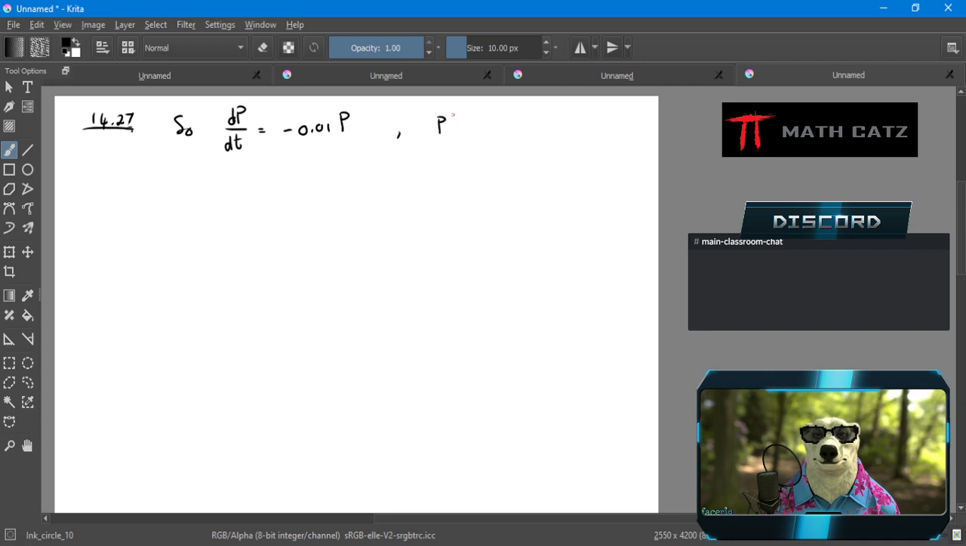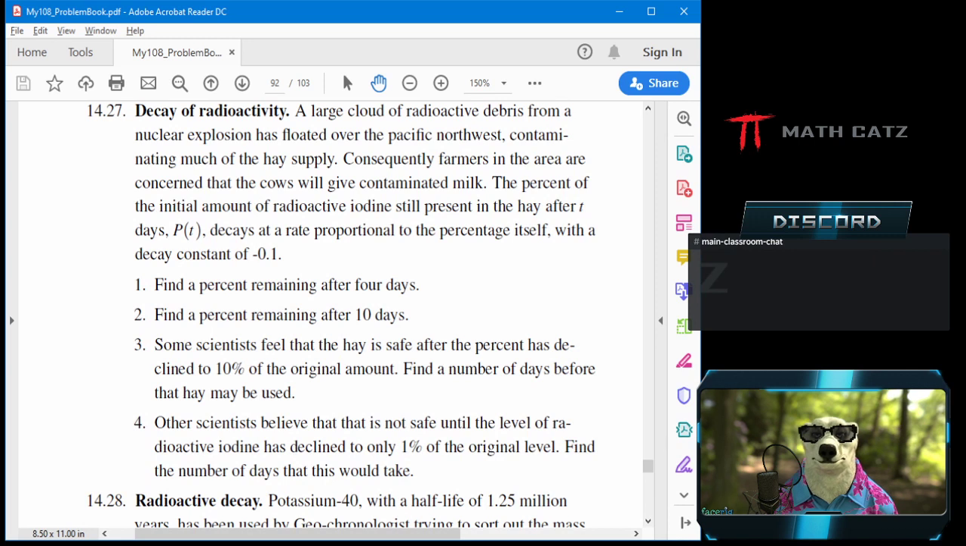My initial percentage, do they tell me that? I don't think they do at all, do they? Let me just triple check here. They're concerned about the cows giving contaminated milk. They define P for me. It decays at a rate proportional to the percentage itself, with a decay constant of negative 0.1.